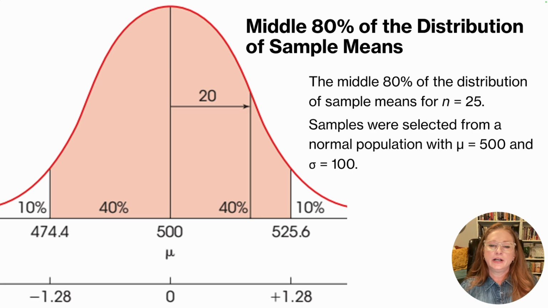Same thing here. You can find the probability of randomly selecting a group of scores in the middle. Do you remember which column you're going to use for this one? It's not B, it's not C, it's D, right? Find the median to the negative, median to the positive, and add them, right? So this is the middle 80% of the distribution of sample means for 25 scores.